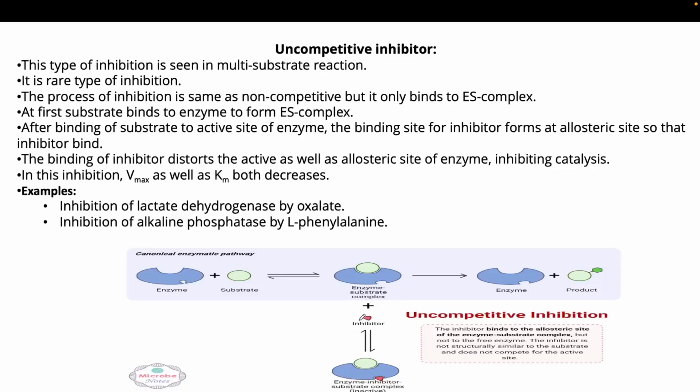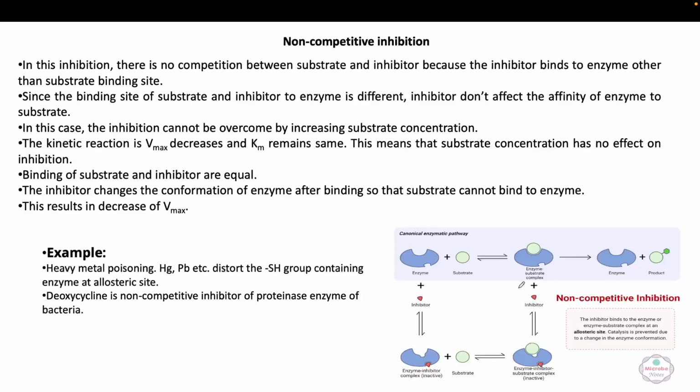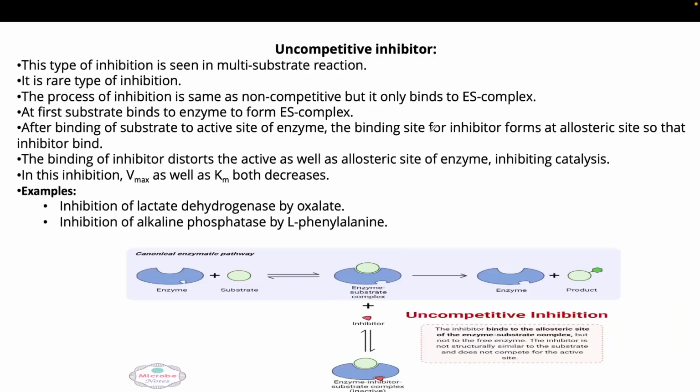Unlike the non-competitive inhibitor, in the uncompetitive inhibitor, the inhibitor only binds with the enzyme substrate complex. In the case of the non-competitive inhibitor, the inhibitor can bind with the free enzyme as well as the enzyme substrate complex. But in the case of the uncompetitive inhibitor, the inhibitor only binds with the enzyme substrate complex.